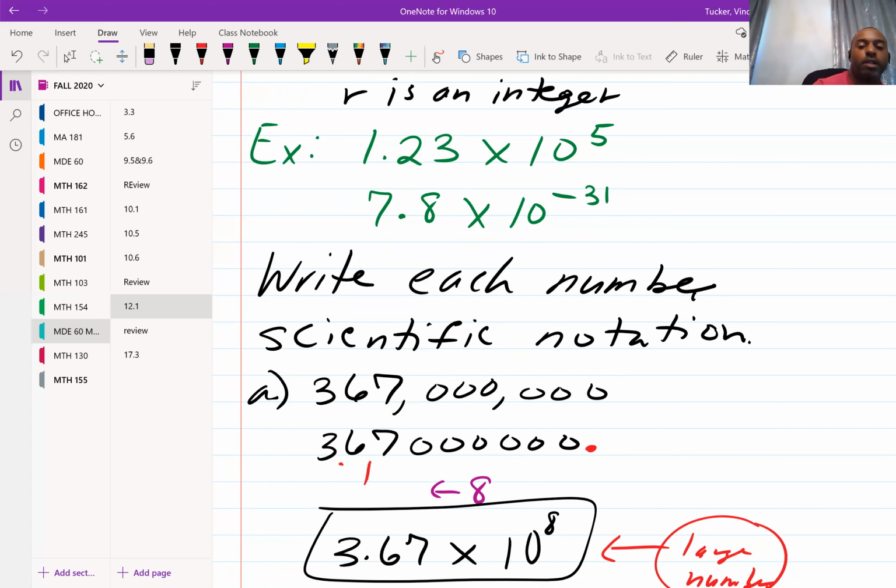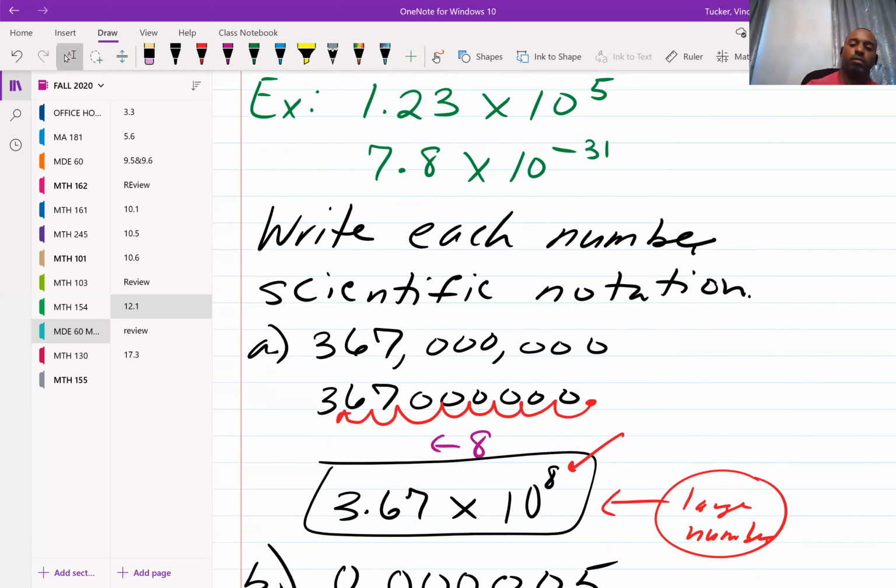Of course, that's greater than 10. If we were to put it over here, that's 0.367. That's less than 1. So the move to make is to put our decimal in between the 3 and the 6. So you take your decimal 1, 2, 3, 4, 5, 6, 7, 8 to the left. And so it's 3.67, and that's why we have 10 to the 8th. Any questions on that?